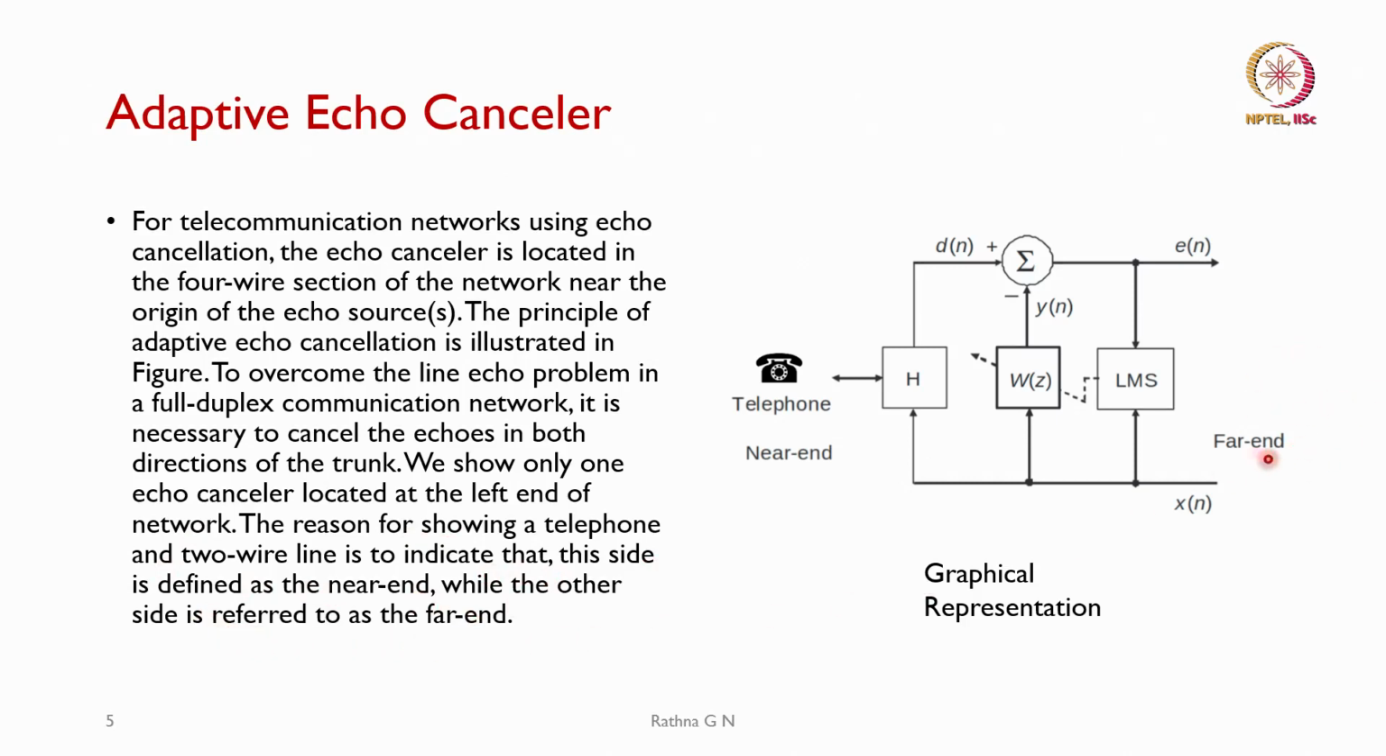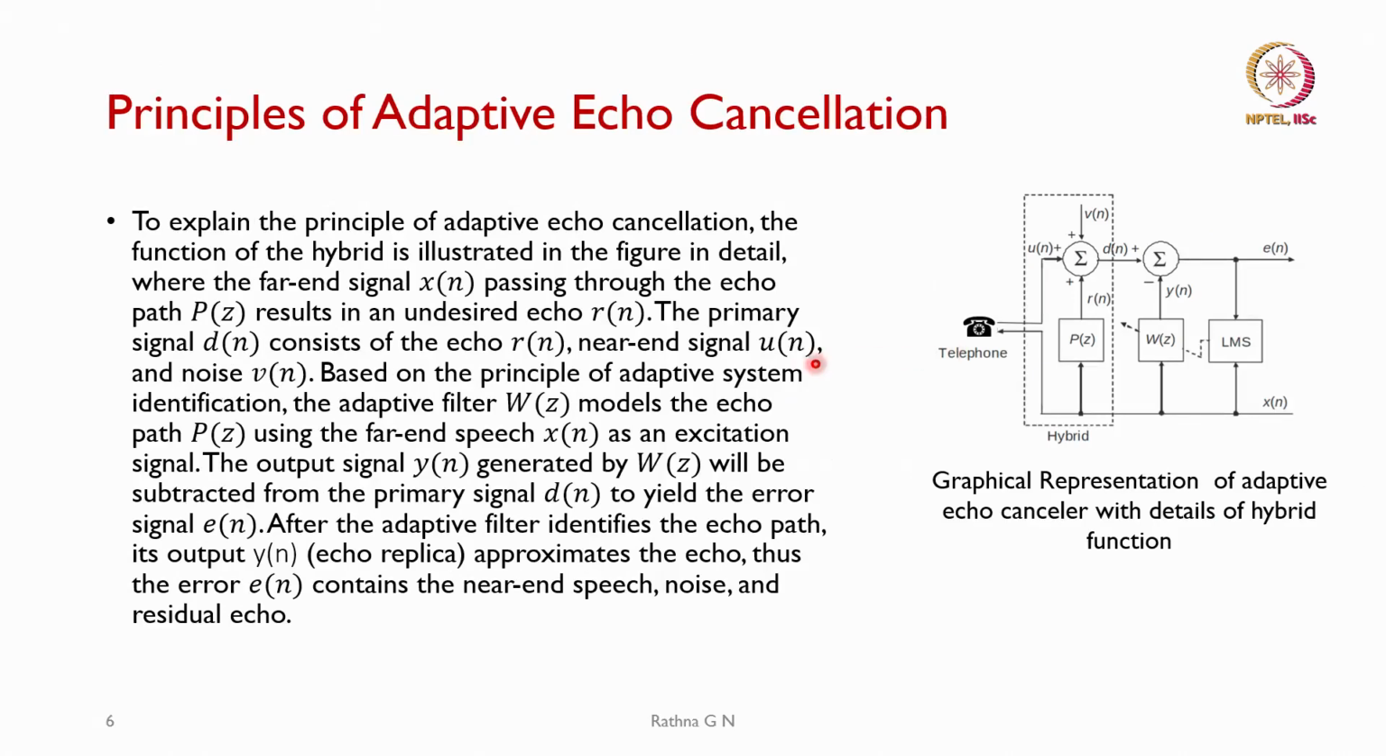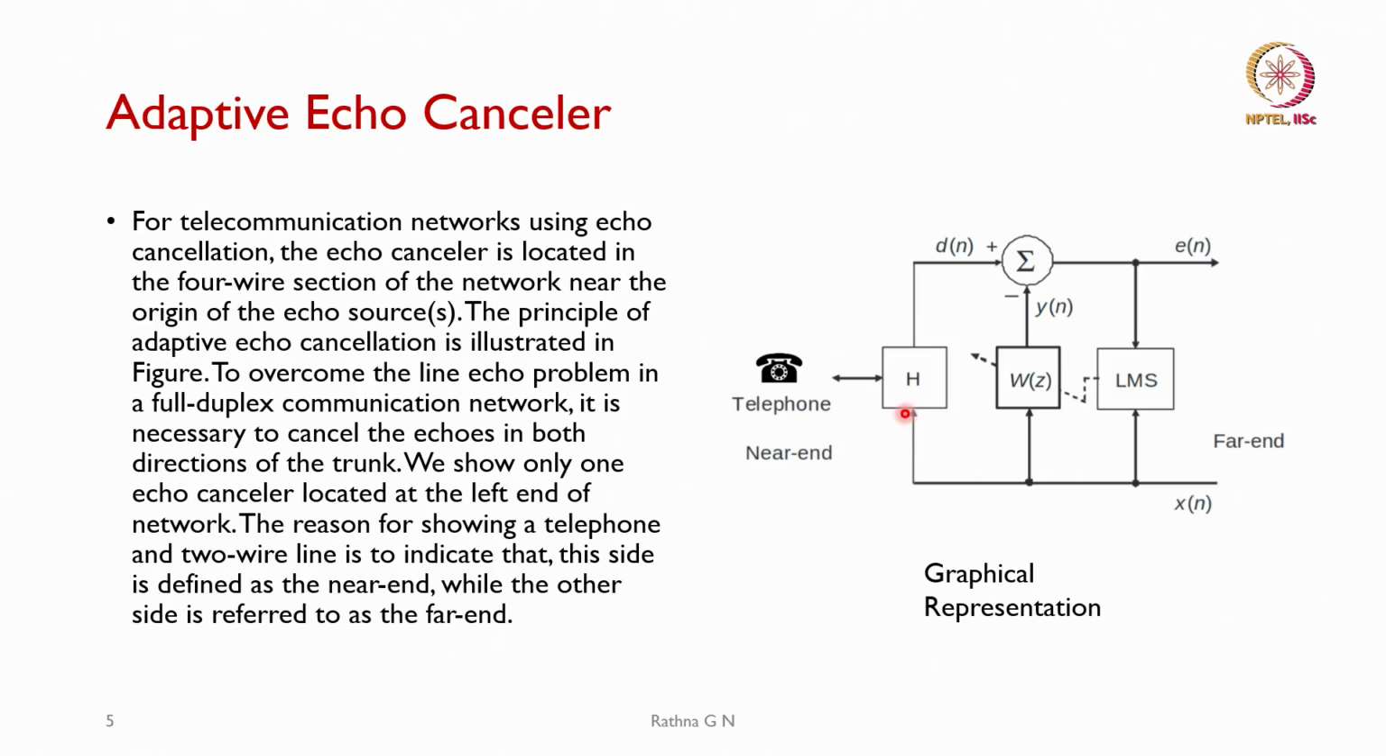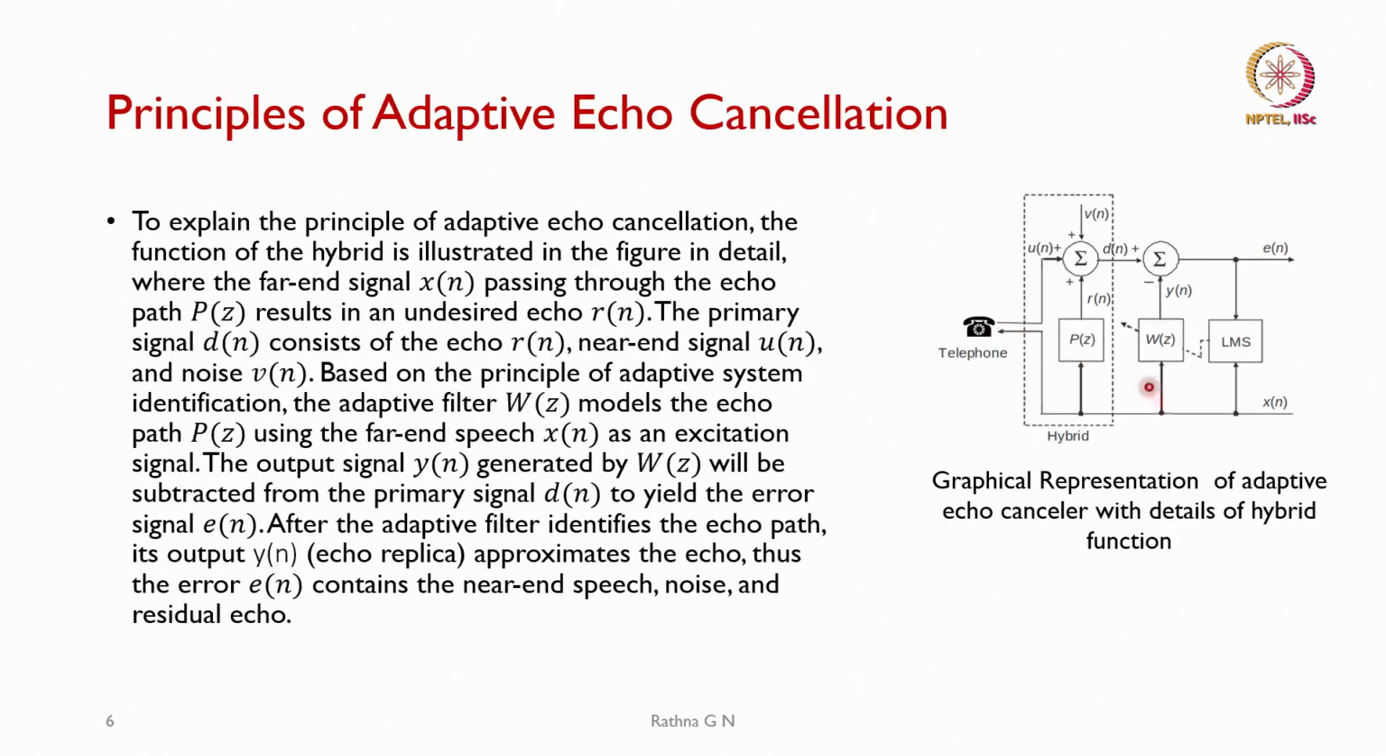So, this you are calling the far end, and you will be having the near end. The circuit you are having is the hybrid circuit, which gives a compensation for the echo. So, we will see how the principles of echo cancellation work. What is echo cancellation? The function of the hybrid, whatever we have put as H here, the hybrid circuit is shown in this case, which is expanded.